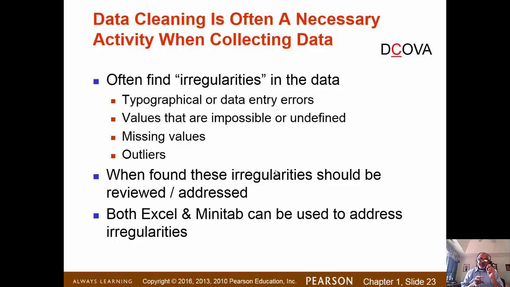Now in Excel, there are some features that can be used to figure out whether there are any problems in the data, but most statistical software packages automatically have tools to identify irregularities in the data, so we can then investigate and see what kind of remedial action must be taken. So cleaning up data is a very important step as well.